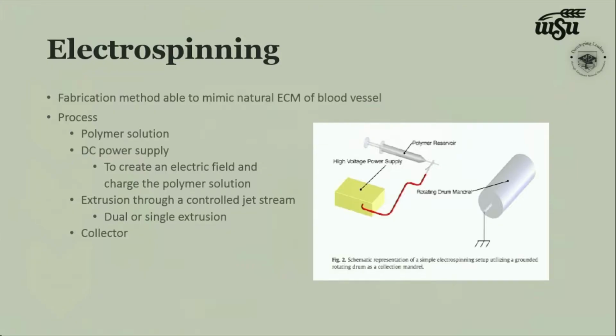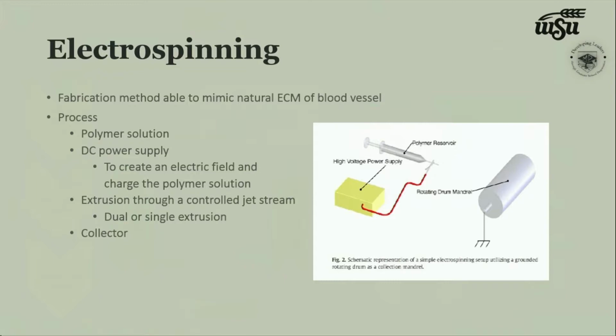One of the best ways to create a construct like this, or a scaffold for blood vessel engineering, is electrospinning. Electrospinning is a fabrication method, and it can very easily mimic the extracellular matrix of a blood vessel. The process involves a polymer solution, a DC power supply, extrusion through a controlled jet stream, kind of like a syringe, and then a collector.